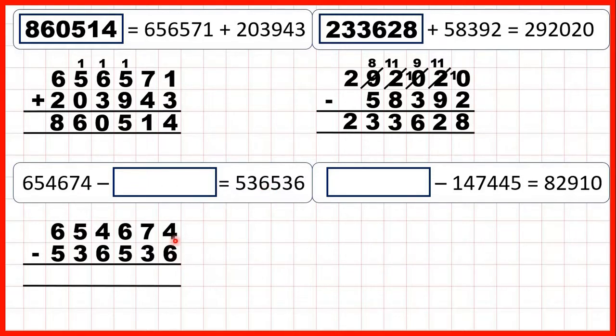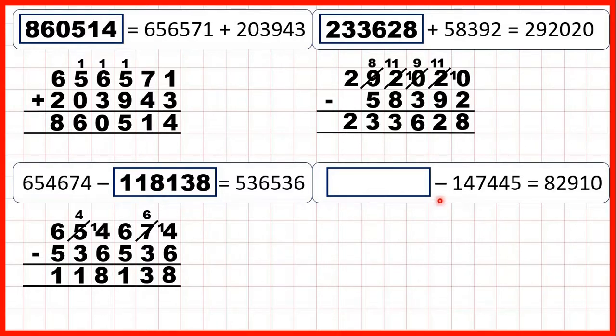Now 6 is larger than 4, so we go to the left, 1 less 1 in front. 14 minus 6 is 8. 6 minus 3 is 3. 6 minus 5 is 1. We can't do 4 minus 6, so go to the left, 1 less, 1 in front. 14 minus 6 is 8. 4 minus 3 is 1, and 6 minus 5 is 1. So our missing number is 118,138.